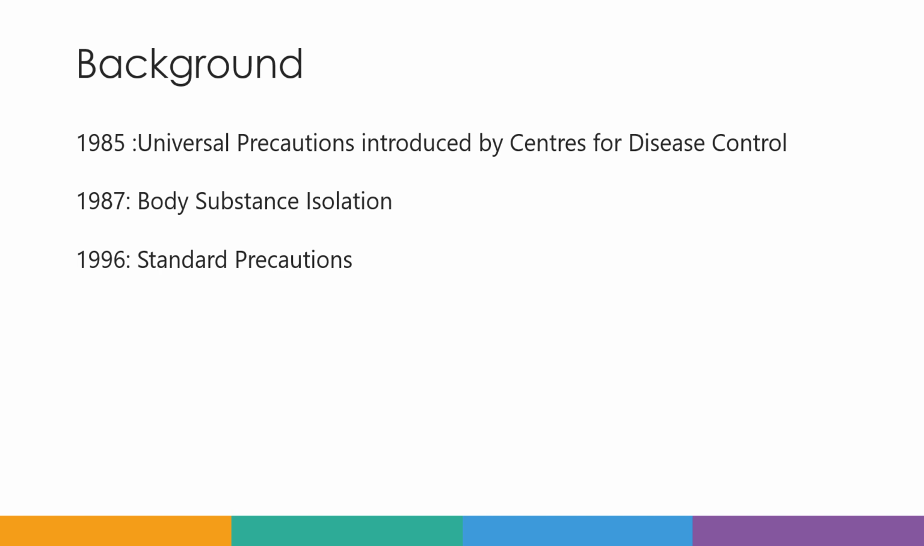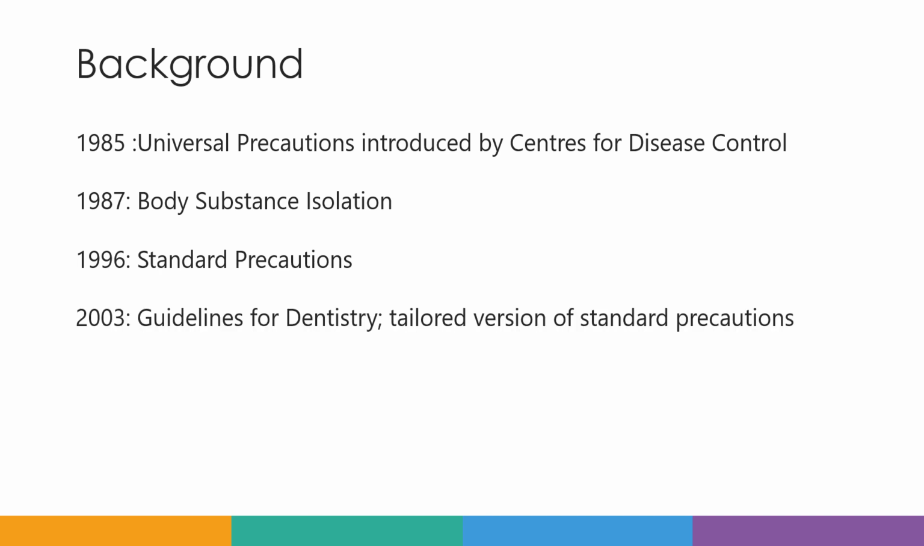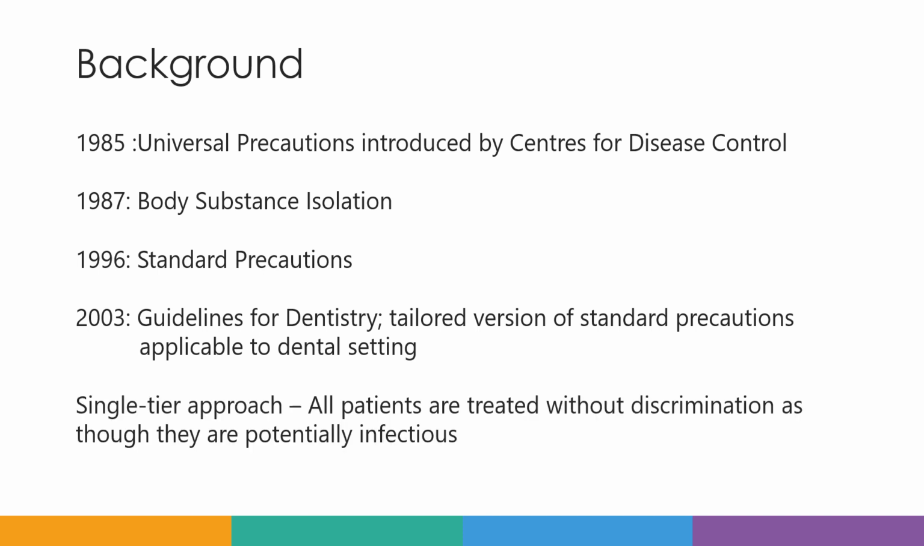In 1996, the CDC expanded the concept and changed the term to standard precautions, which integrated and expanded the elements of universal precautions to include contact with all body fluids except sweat, regardless of whether blood is present. In 2003, the CDC issued its guidelines for dentistry, which were a more tailored version of the standard precautions applicable to the dental setting. These practices are designed to both protect dental healthcare practitioners and prevent dental healthcare practitioners from spreading infections among patients. Risk control in dentistry is dependent on a single-tier approach in which all patients are treated without discrimination as though they were potentially infectious.